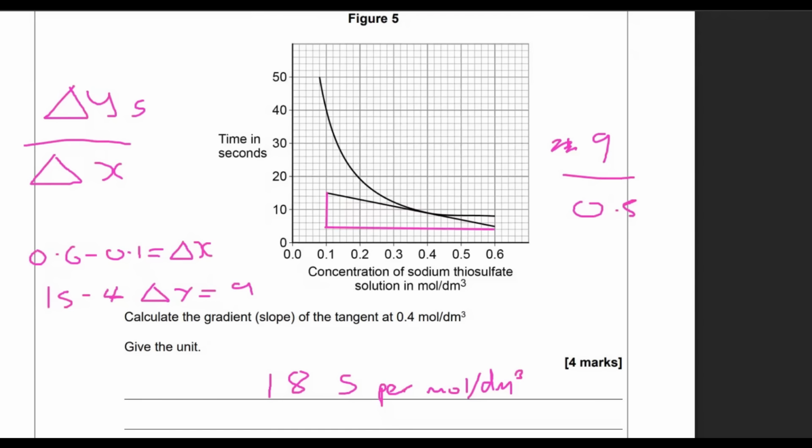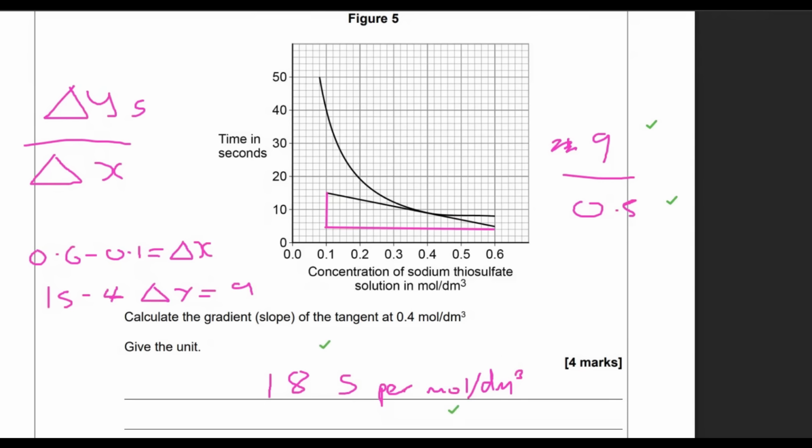Okay, let's give ourselves 4 marks. I'm not really sure what the 4 marks are for. I think they're for working out the gradient, so for working out the 9, for working out the 0.5. Now, your numbers could be different because you could have picked any 2 points along here. I just happened to do that. And then that for the answer, and then 1 for the units.